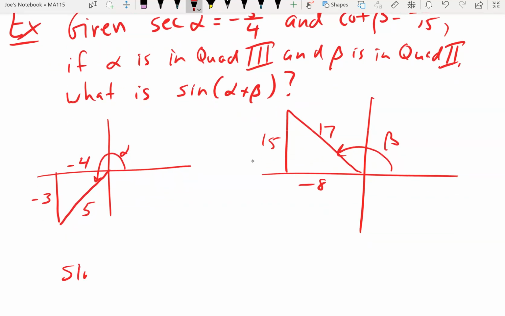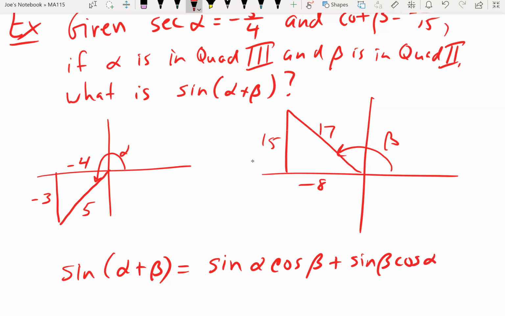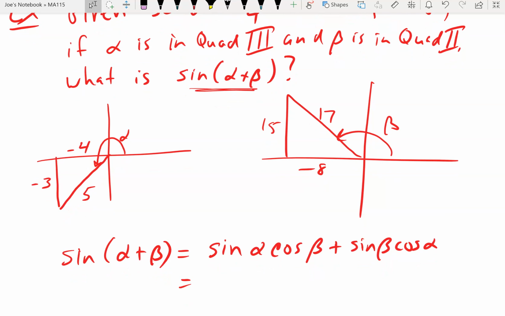We want sine of alpha plus beta. The sine formula is sine of alpha cosine beta plus sine of beta cosine alpha, right? How do you know it's not the minus? I asked you to find the sine of alpha plus beta. That was how I knew this one. Can I figure out sine of alpha now? What is sine of alpha? -3 over 5, right? We're just reading it from the triangle like we've done before.